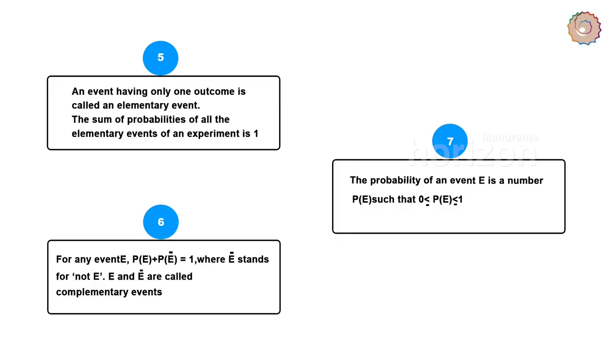An event having only one outcome is called an elementary event. The sum of the probabilities of all the elementary events of an experiment is 1. For any event E, the probability of E plus the probability of the complement of E is equal to 1, where E complement stands for not E. E and not E are called complementary events. The probability of an event E is a number P of E such that 0 is less than or equal to the probability of event E, which is less than or equal to 1.